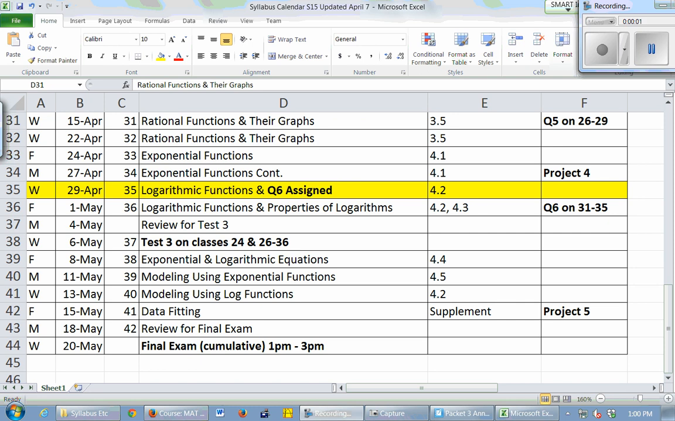Check in with our schedule here. We are moving on from exponential functions. Today we're going to talk about logarithmic functions. So this is probably something you have never heard of. Okay, so this will be brand new.